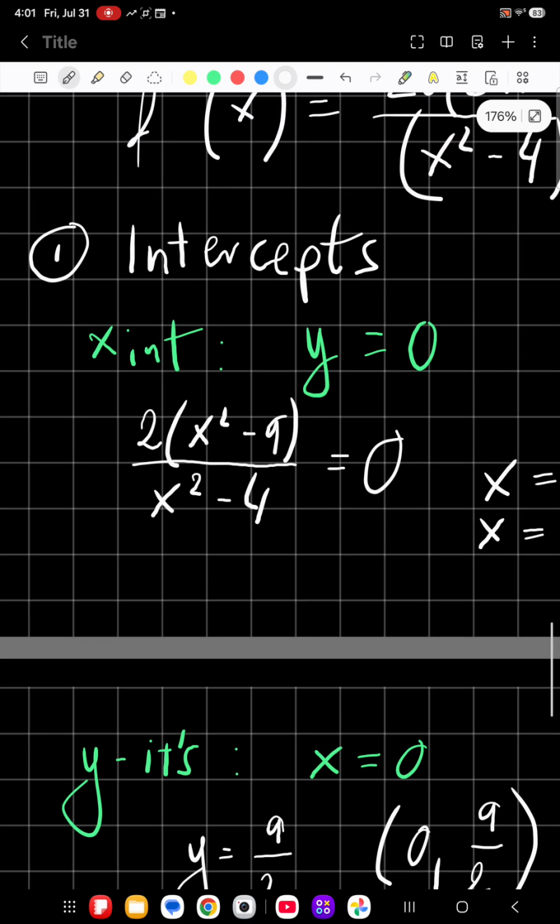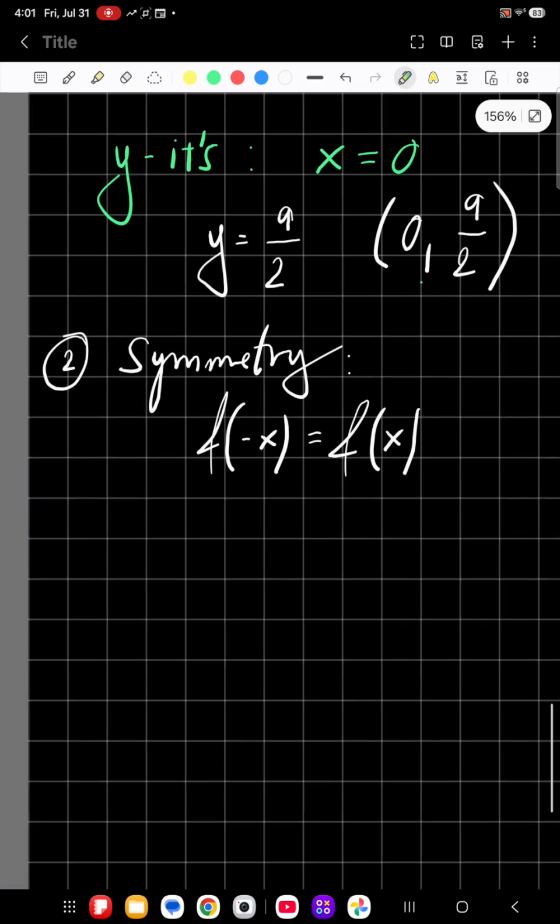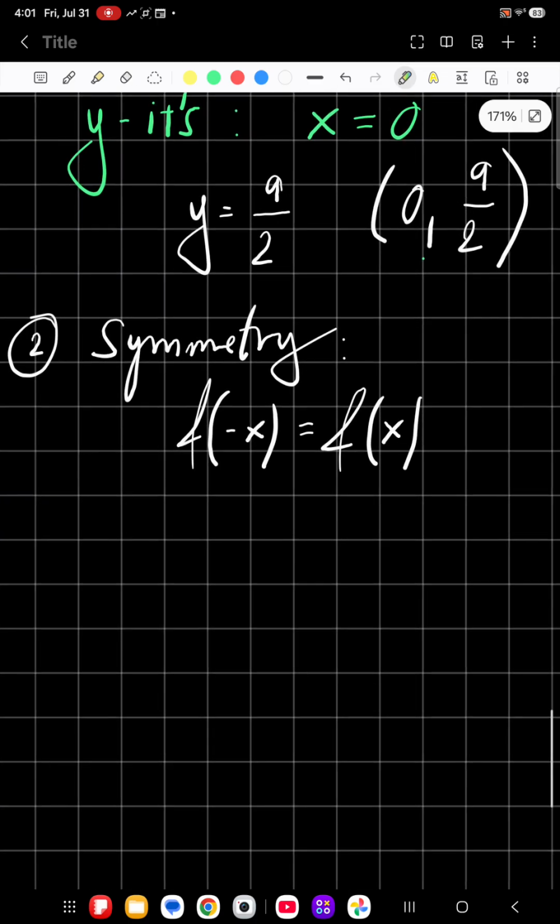So if I plug in that negative x in here, I'm getting negative x squared, so that's going to be just x squared. Same thing here. So I'm going to get the same thing as I started with. So we can conclude the symmetry is even. So the function will be even. Okay, so that's the symmetry.